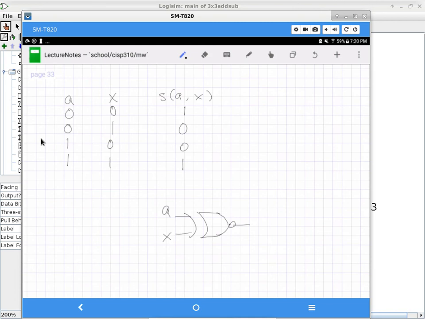So if you want to write it out as an expression only using AND, OR, and NOT gates, then we look at the rows where the result is a 1. So for the first row, the result is a 1, but that's when A and X are both zeros. So we need a conjunction to make use of A and X such that the conjunction is a 1 when A is 0 and X is 0. So that conjunction is going to be not A, not X.